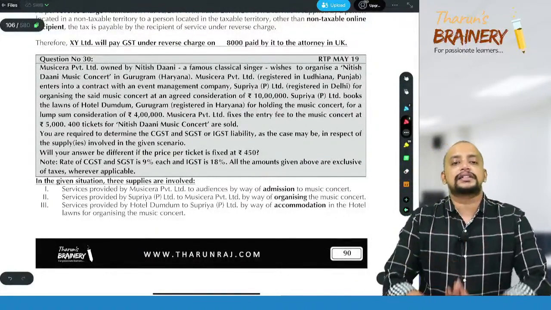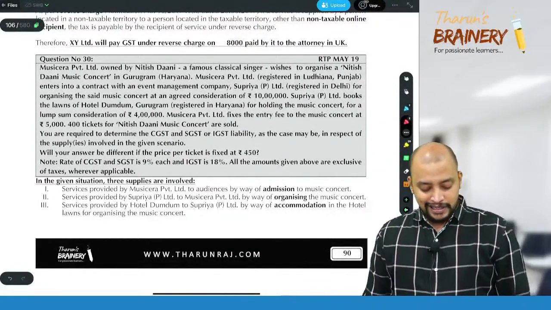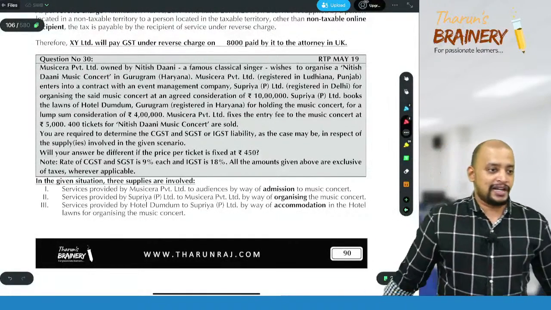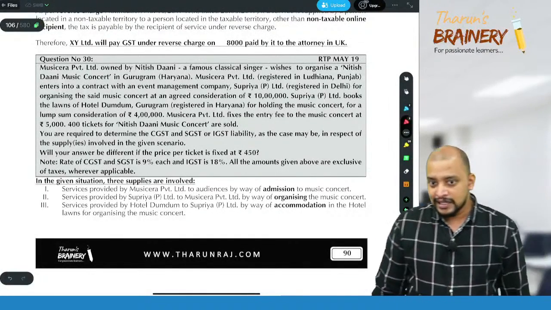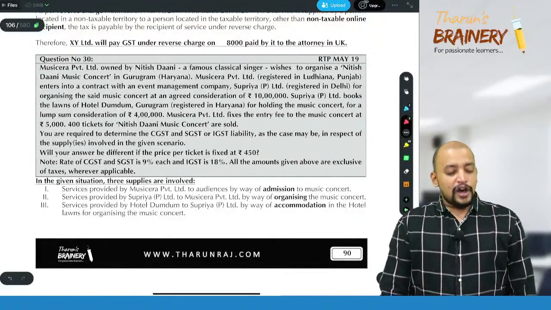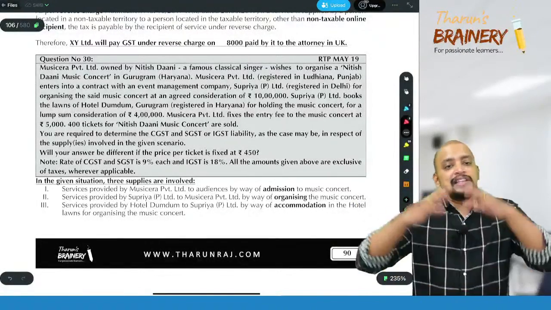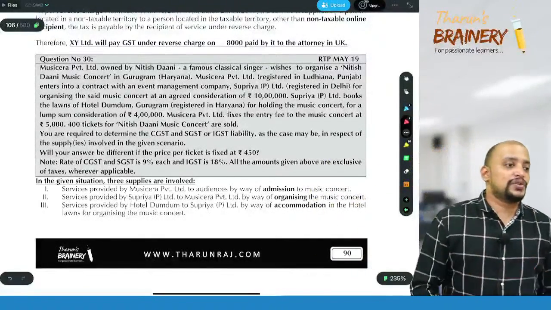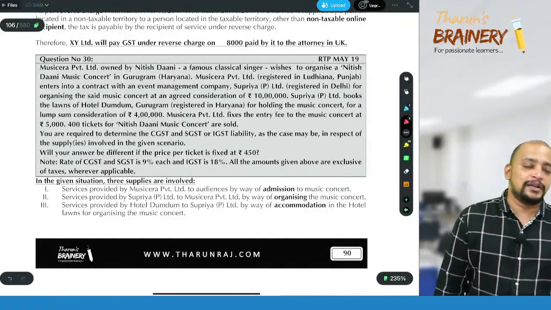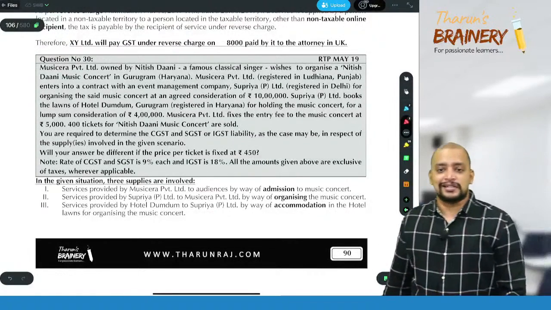For the 10 lakhs amount, who is the supplier of service? Supplier Private Limited, Delhi. They are providing services to Musicara Private Limited. Correct? And Supplier Private Limited is providing what services? Organizing an event. So section 12 or section 13? 12. As per section 12, organizing an event, B2B or B2C, we need to see. B2B, because Musicara Private Limited is registered.